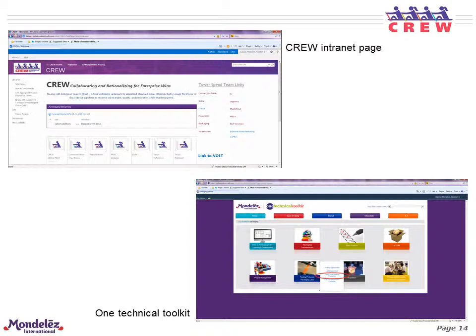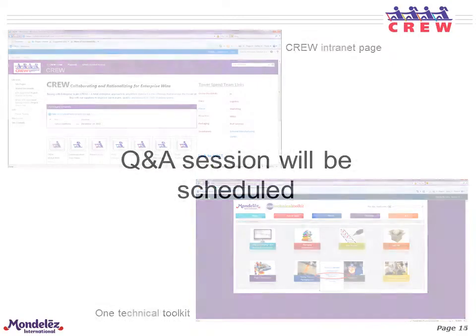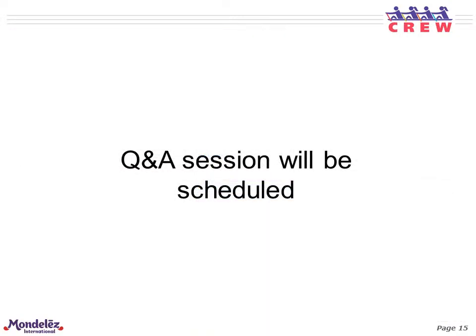The full document is available on the Crew Internet, and it's also available on the One Technical Toolkit. Look for the packaging page. As part of the rollout of the protocol, several Q&A sessions will be organized to help you with any questions. Please sign in for one of these sessions.